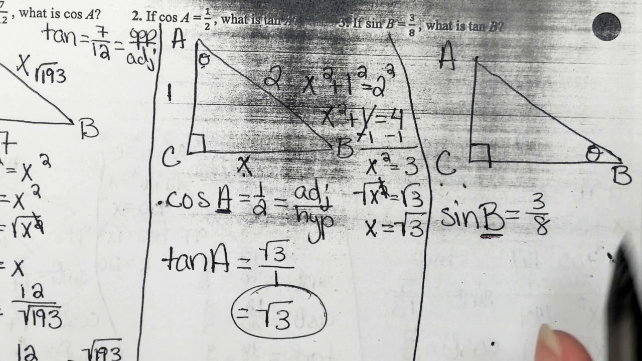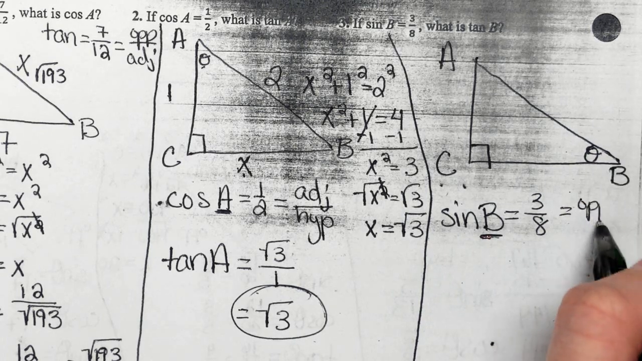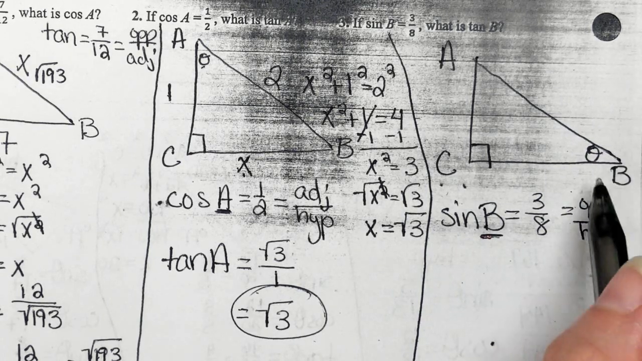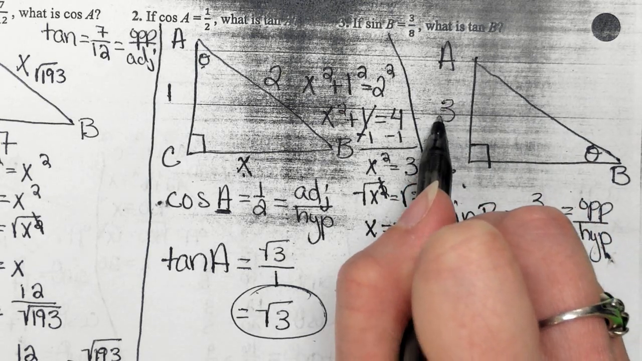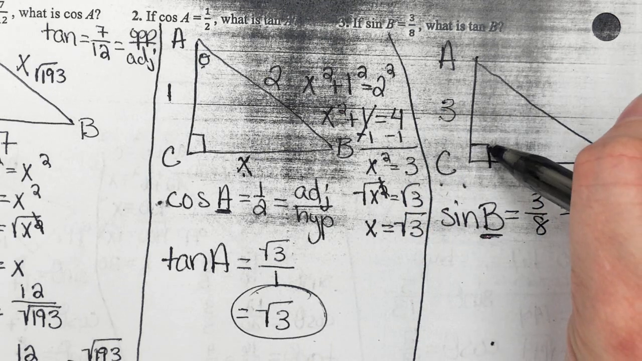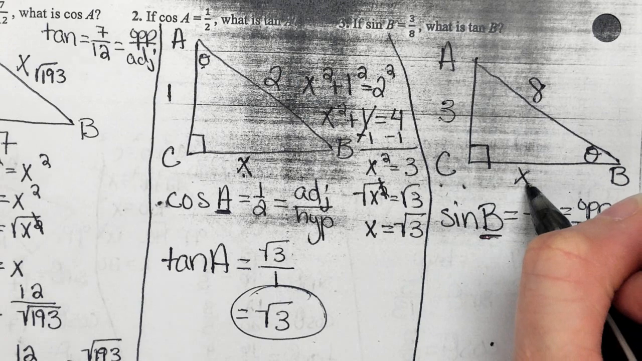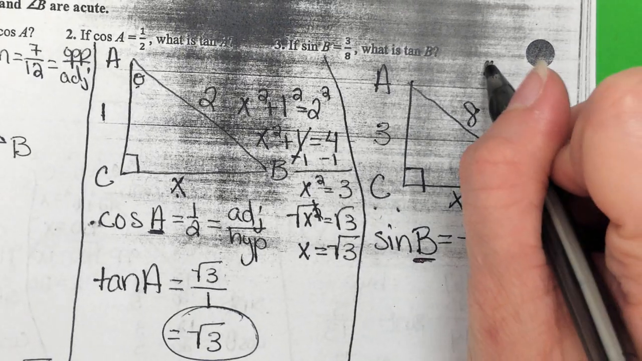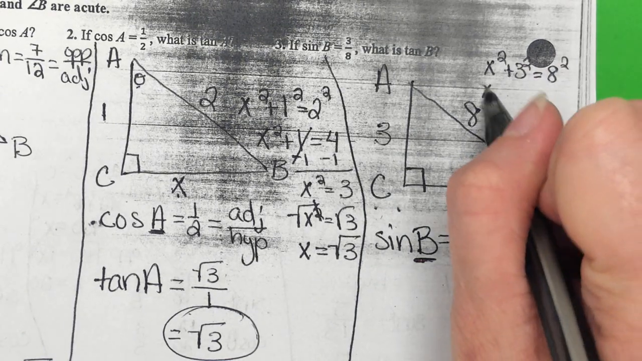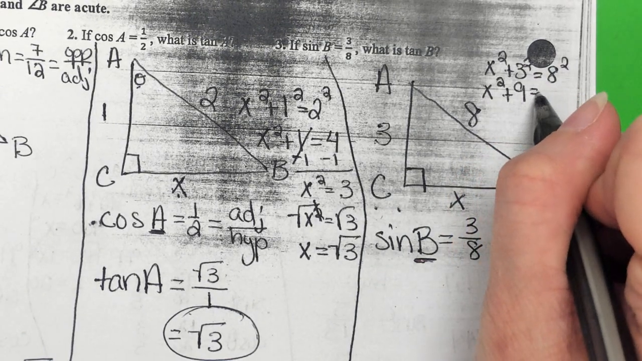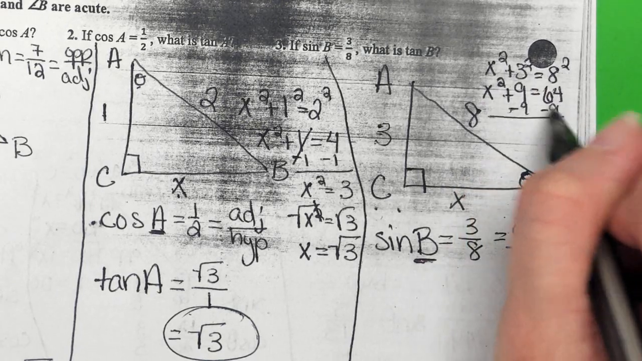All right, so what is sine? Perfect. So my opposite is right here. How much is that? 3. And my hypotenuse, across from the right angle right here, is 8. I gotta find this one, so I'm gonna put an X. So I have x squared plus 3 squared equals 8 squared. What's 3 squared? 9. What's 8 squared? Subtract 9 and you get how much? 55.